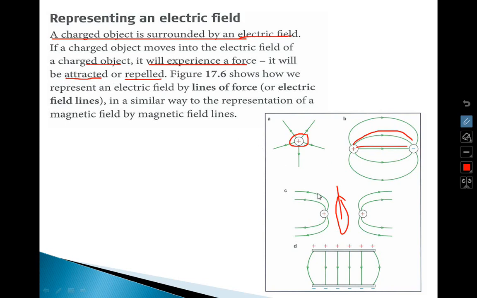Here in figure 6 we show how we represent an electric field by lines of force, or electric field lines, in a similar way to the representation of a magnetic field by magnetic field lines. It's the same.